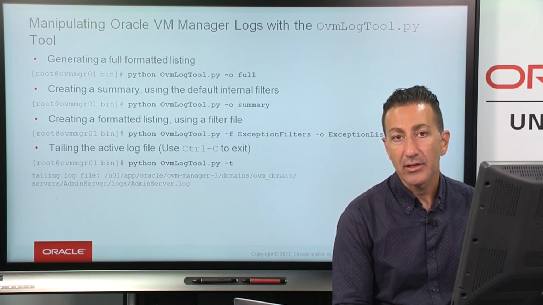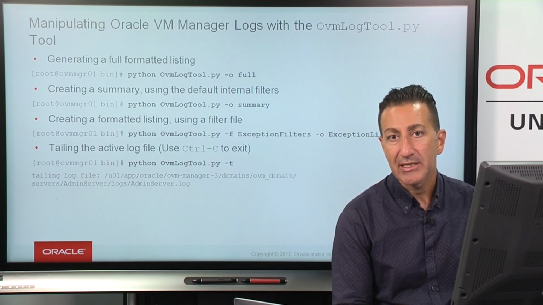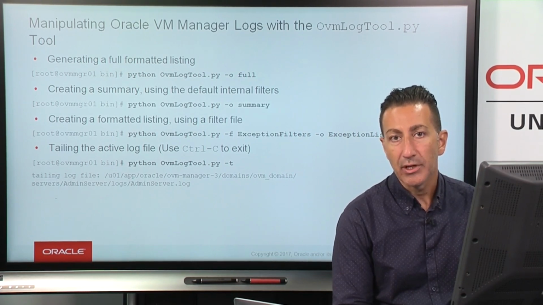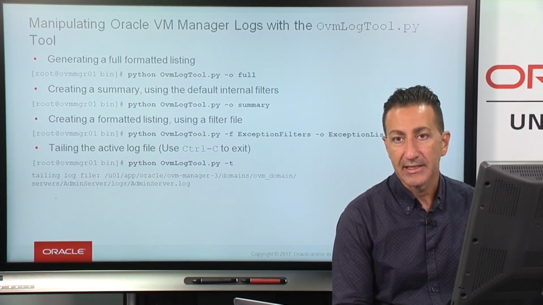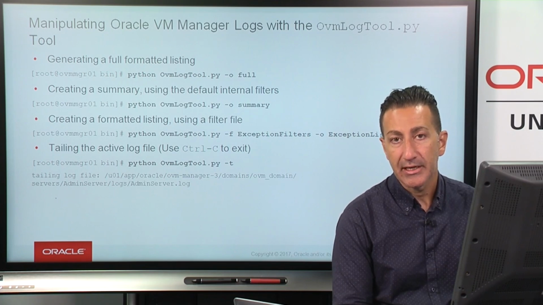Also, creating a formatted listing using a filter file. In this case, you use the -F option. If you provide the -F option with this properties file, it only captures log entries related to this type of events or failures. In this case, we filter only the exceptions. So only exception events are captured, and they are saved into this output file, the exception listing file. You have the option to get additional information for this tool. I will show you later in a support note.